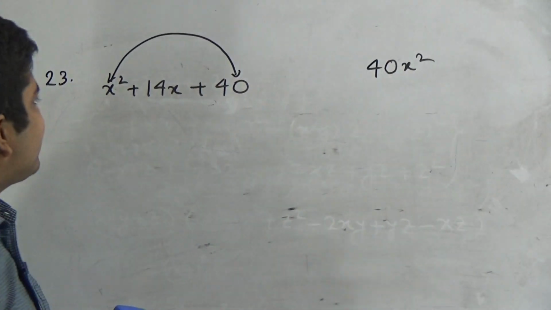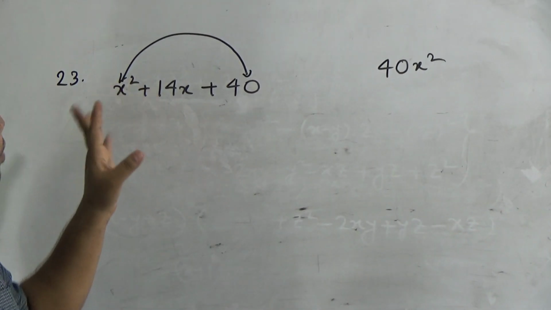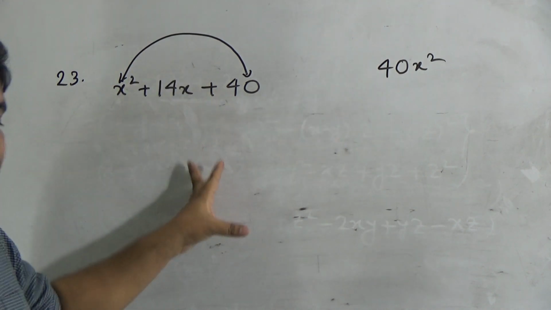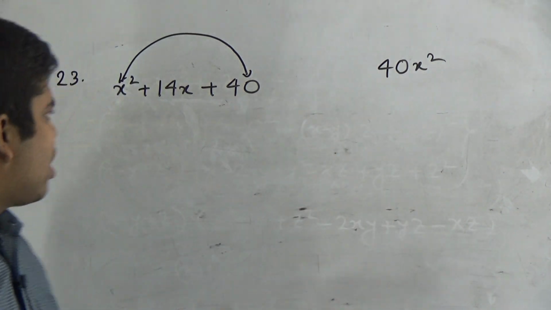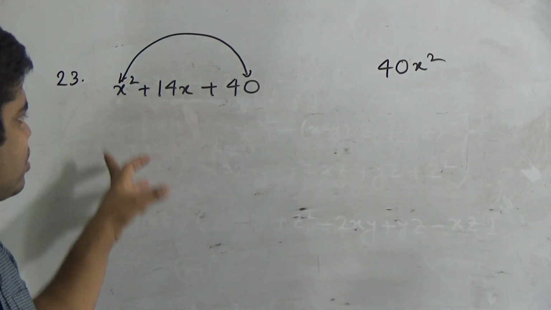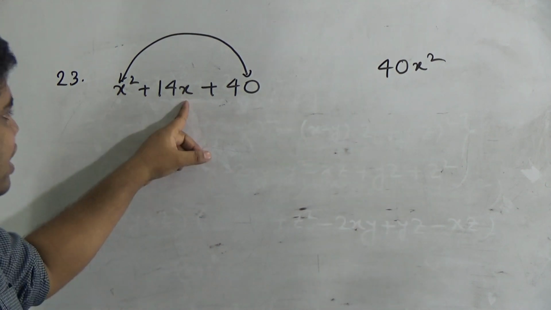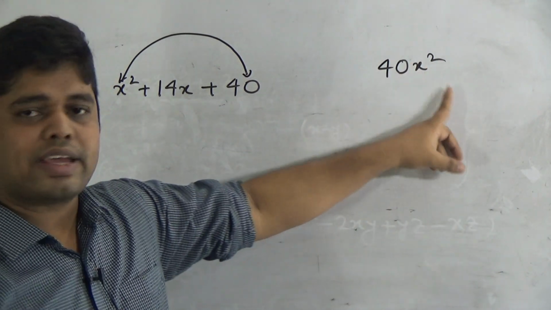That means we break this 14x in such a way that if we add those two expressions, we get 14x, and if we multiply these two expressions, then we get 40x square. I repeat, we break 14x into two terms, and if we add those two terms, we get 14x, and if we multiply those two terms, we get 40x square.